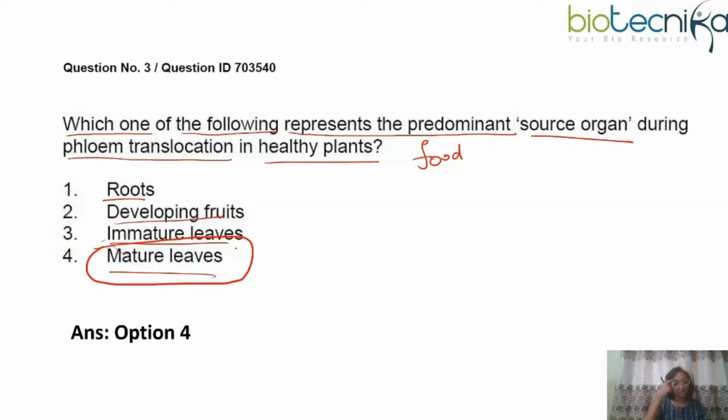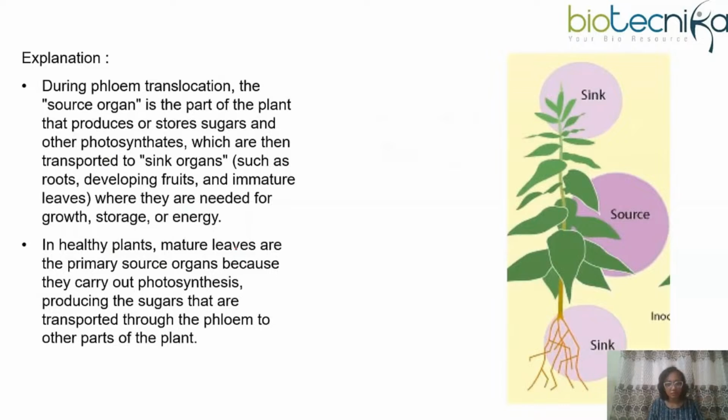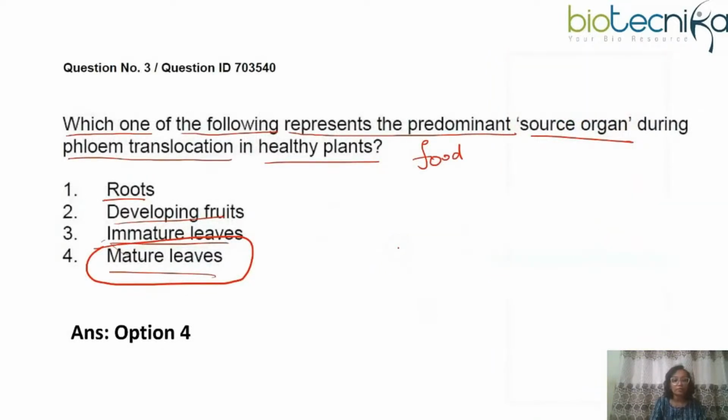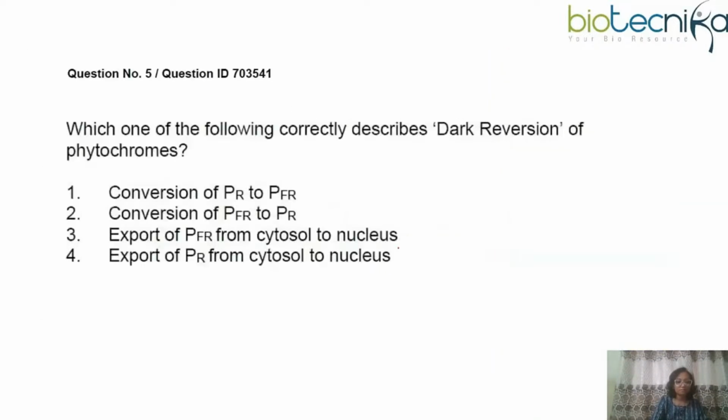So the answer here is option 4. The same thing is written over here, what I explained: there are some parts of the plant that can act as source. These are the mature leaves, whereas the young leaves are going to act as sink till they become mature. Roots act as sink. Flowers, fruits, all such organs act as sink. Okay, so the answer for this question is option 4, mature leaves.